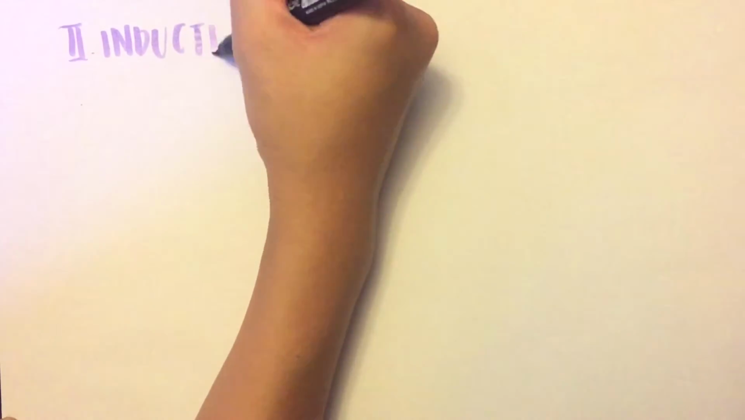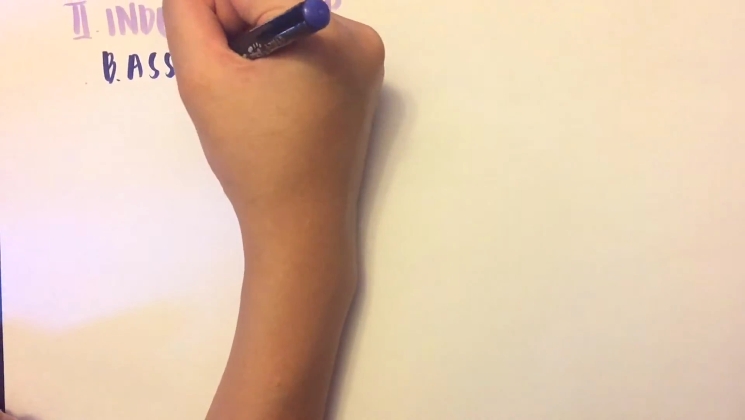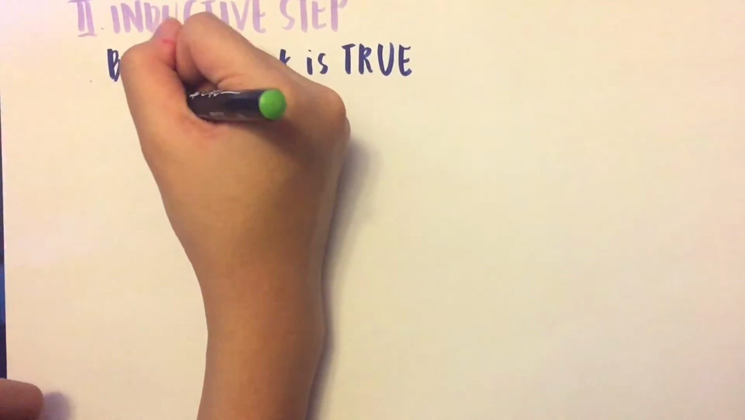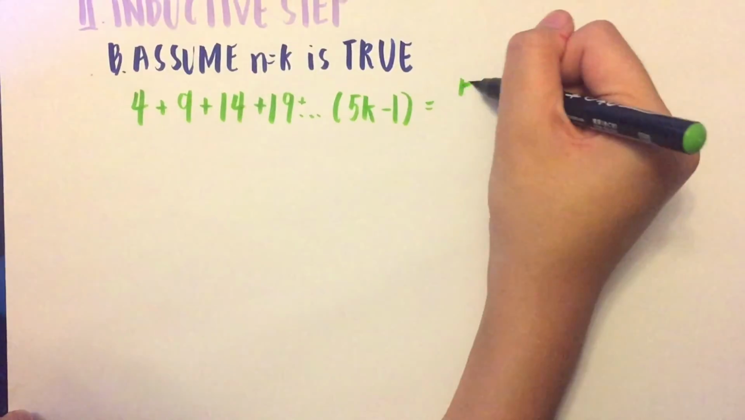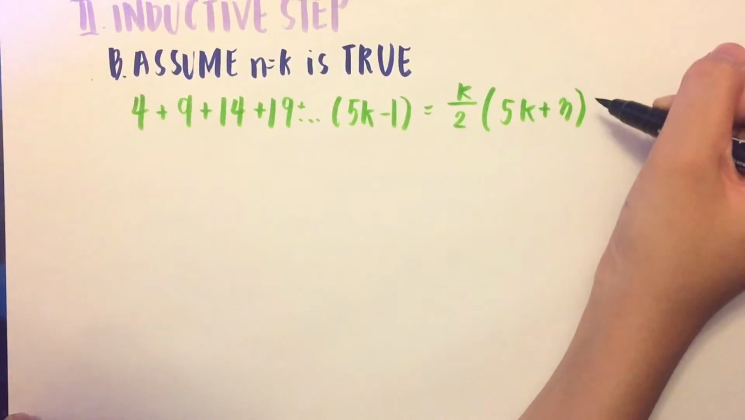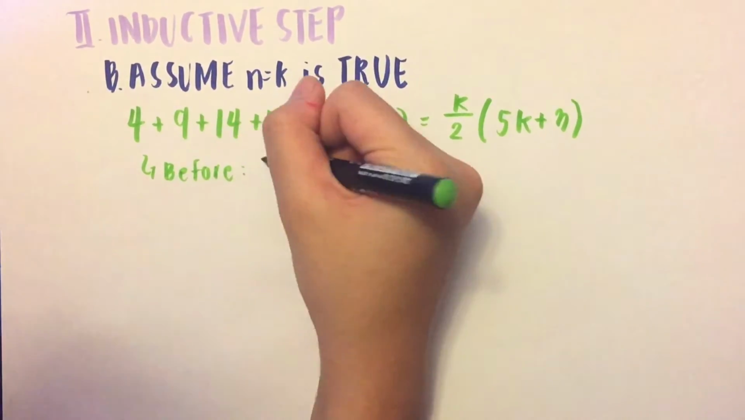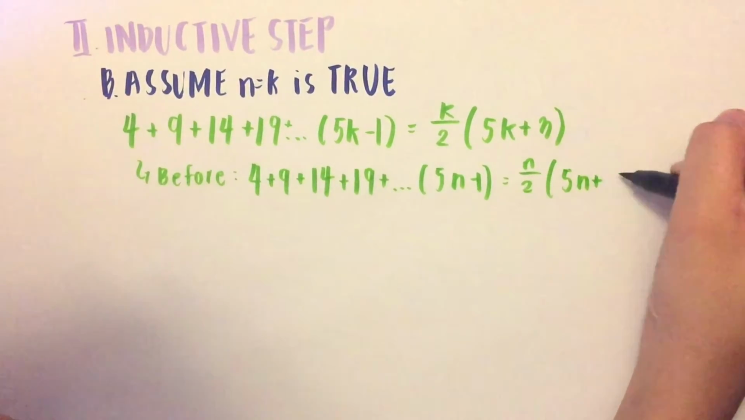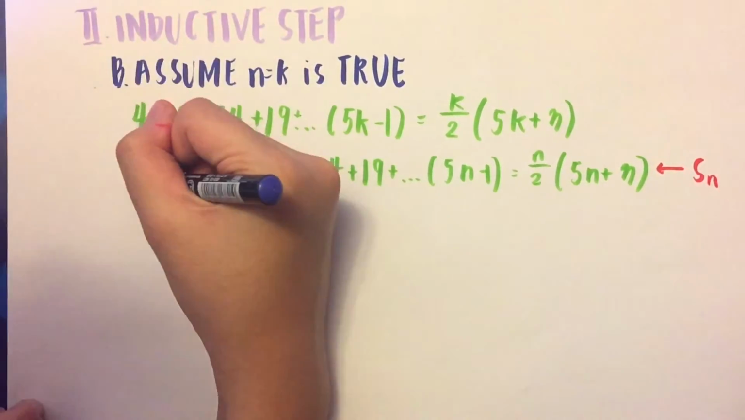Now let's move on to the second, which is the inductive step. The second step is to assume that n is equal to k is true. So now you have 4 plus 9 plus 14 plus 19 dot dot dot 5k minus 1 is equal to k over 2 multiplied by 5k plus 3. All we did there, once again, is substitute n with k. This used to be 4 plus 9 plus 14 plus 19 plus dot dot dot 5n minus 1 equal to n over 2 multiplied by 5n plus 3, which is our S of n.